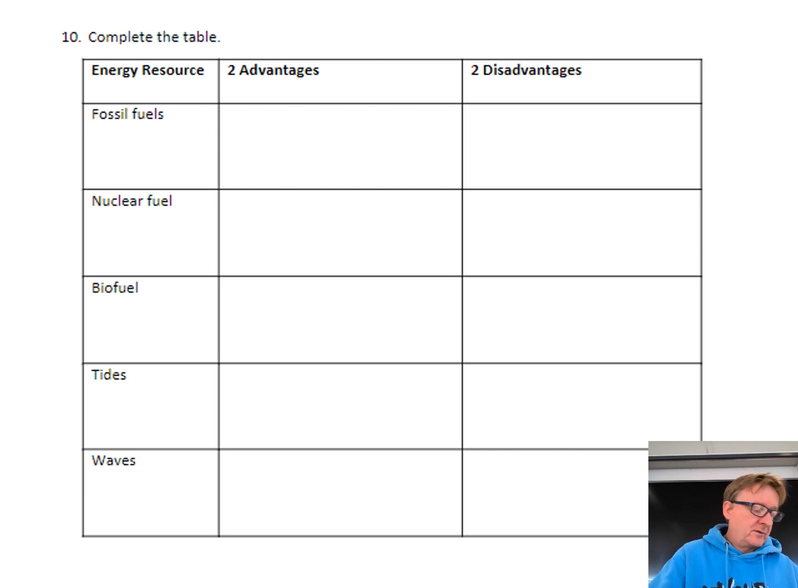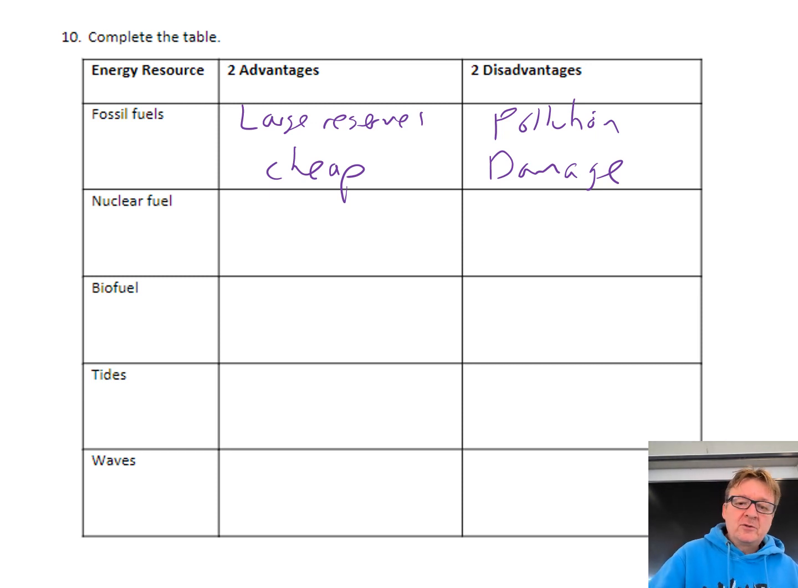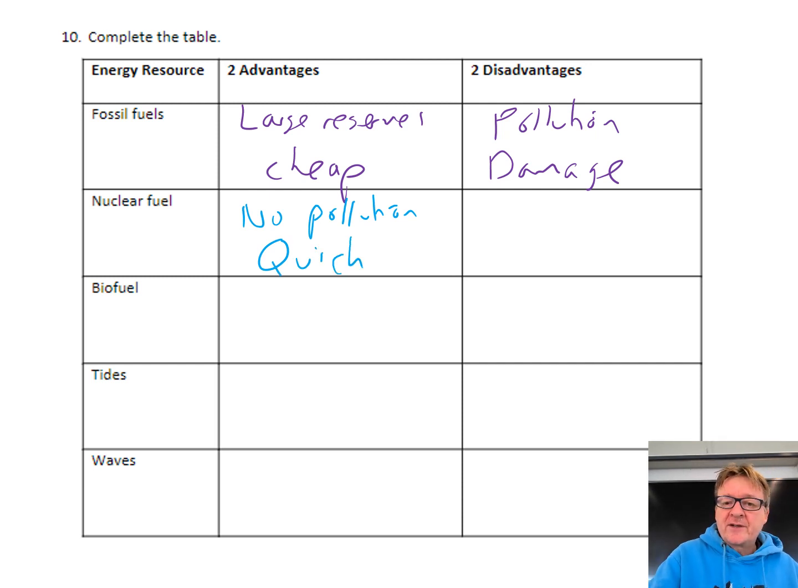So completing the table, the advantage of fossil fuels is there are large reserves and it's also cheap. Disadvantages are the pollution and damage to the environment. Okay, so that's your coal, oil, gas. Nuclear: the advantage is no pollution, no greenhouse gases, and it's also pretty quick to actually make the electricity. Disadvantages are it's very expensive to set up, and it also has the potential for a disaster.